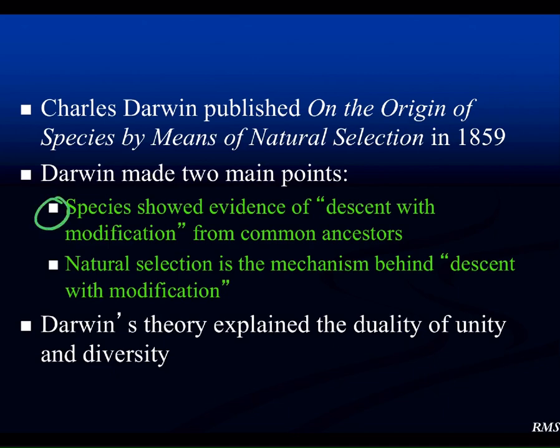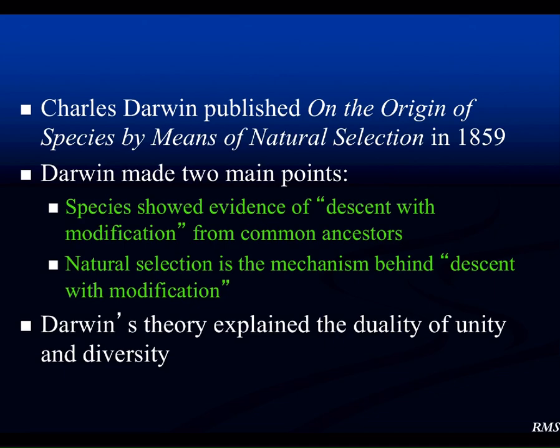Number one that you have to know, species show evidence of descent with modification from a common ancestor. In other words, as you go from generation to generation to generation, there's slight changes that occur. And also, natural selection is the mechanism behind descent with modification. In other words, the reason things change over time is the best fit with their survival in the environment. So Darwin's theory explained the duality of unity and diversity.